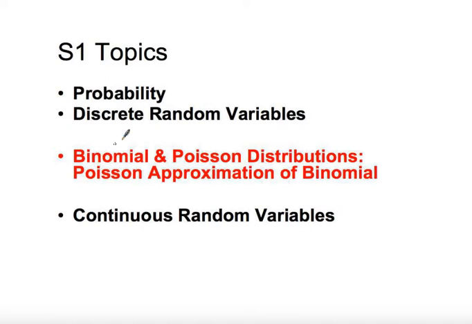So where are we in the syllabus? Well, we've now covered probability and discrete random variables, and we're looking specifically at the binomial and Poisson distributions, which of course are discrete random variables. Today we're going to be focusing on that Poisson approximation of the binomial.